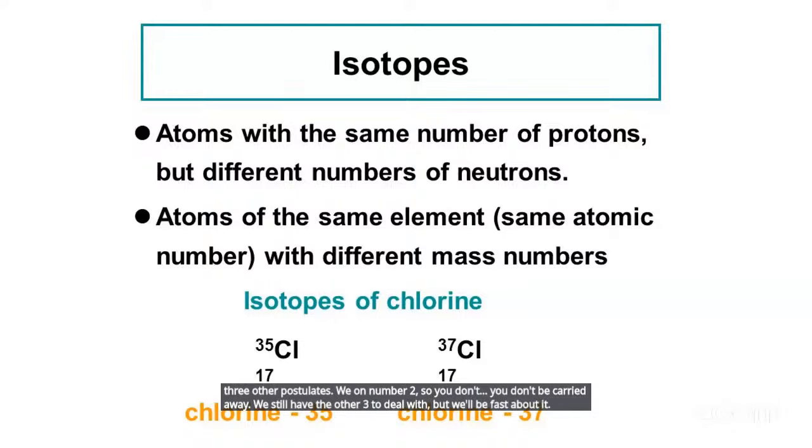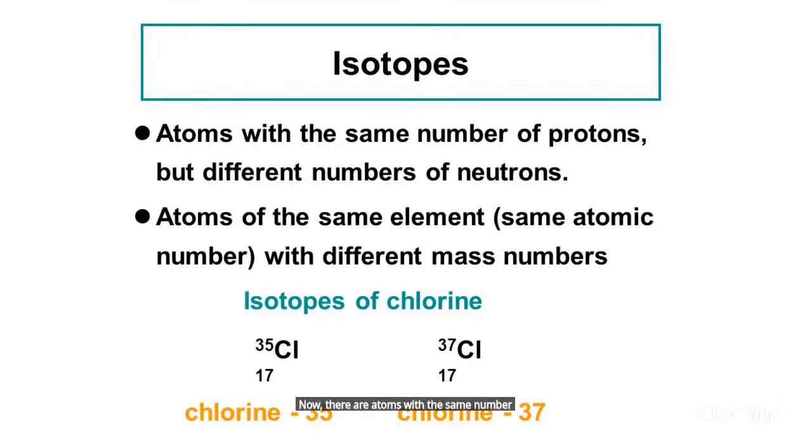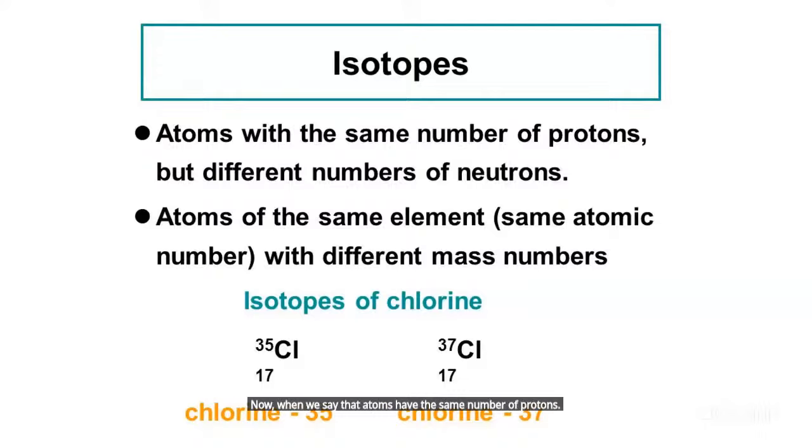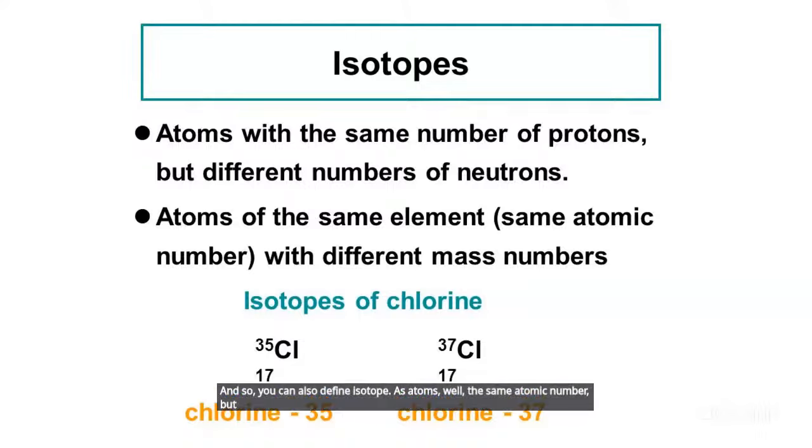Now, there are atoms with the same number of protons, but different number of neutrons. When we say that atoms have the same number of protons, your number of protons is the same as your atomic number. Then your mass number is your number of protons plus neutrons. And so you can also define isotopes as atoms with the same atomic number, but different mass number.